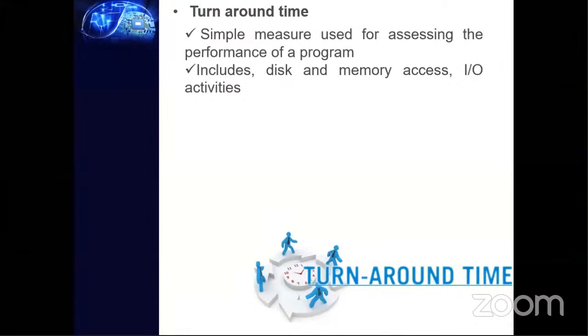The turnaround time is involving these factors, disk and memory access. That means memory read and write process, either the memory is primary or secondary. The next thing, the turnaround time also involves what? IO activities. One program may read the input from the keyboard, or a program may send the result to where? The monitor, output device, or to the printer.